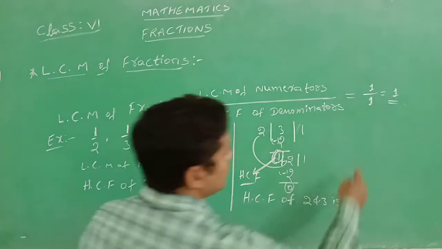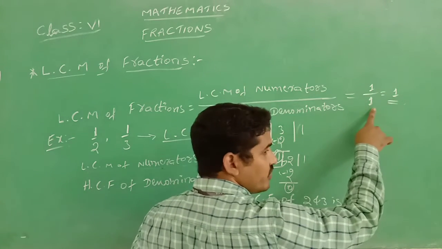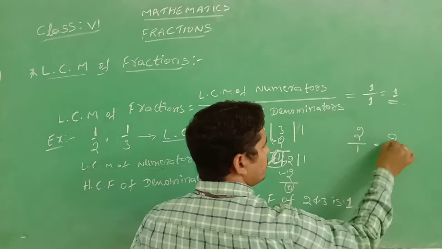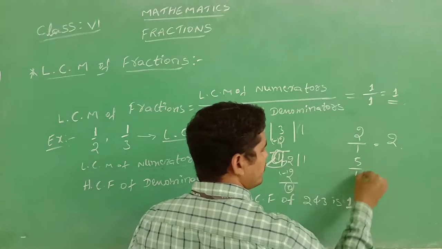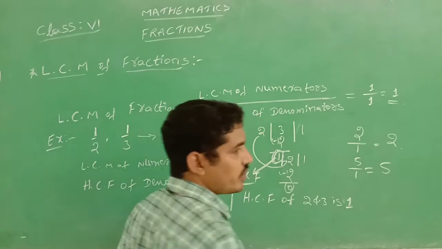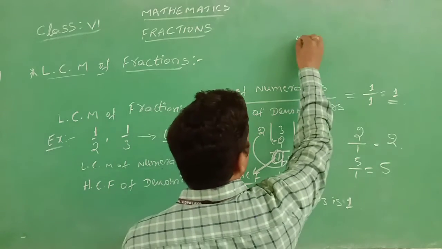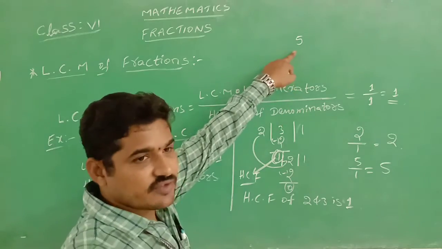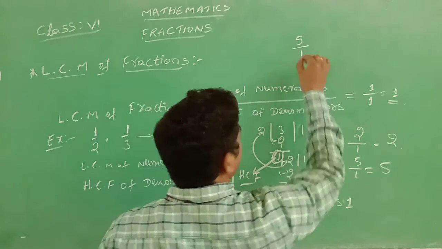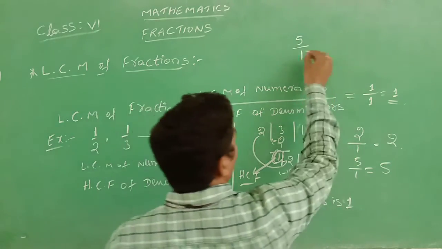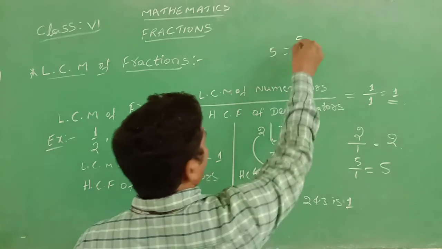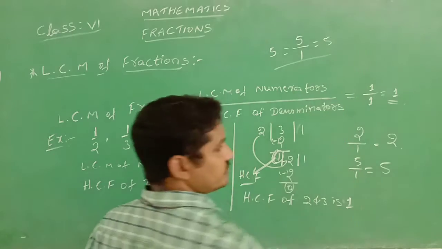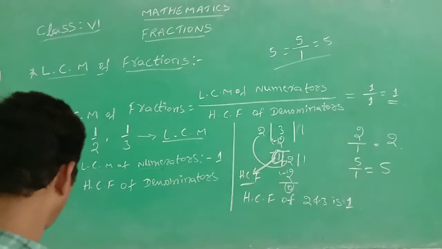Whatever fraction we take, with 1 in the denominator, for example 2 by 1, the value will be 2. If we write 5 by 1, the value will be 5. If we want to take a simple number as a fraction, we can write it as 5 by 1. 5 by 1 is nothing but 5, so 5 is equal to 5 by 1. Okay. Next.